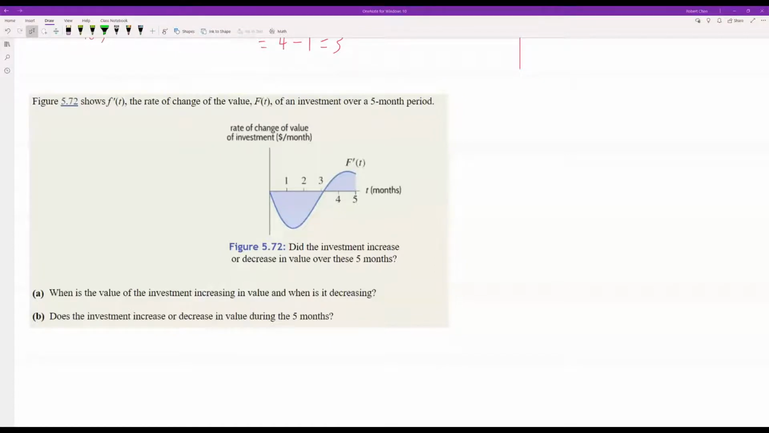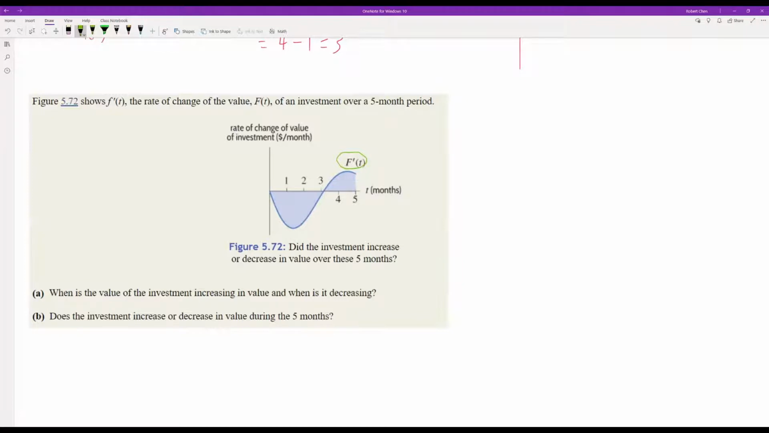Let's look at another example. We are given the graph of f prime. Figure 5.72 shows f prime, the rate of change of the value f of x of an investment over a 5-month period. Keep in mind that this graph is f prime, not f. The vertical axis represents the rate of change of the value of the investment, and the horizontal axis is in terms of months.